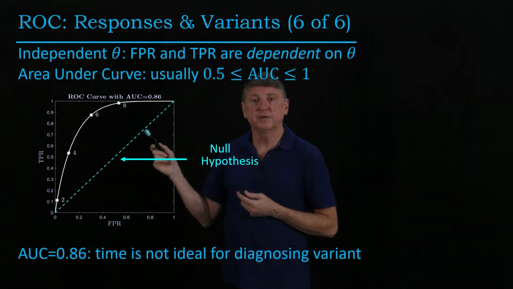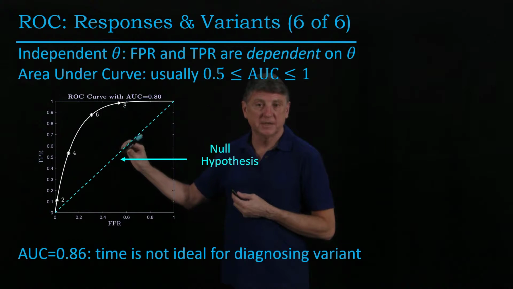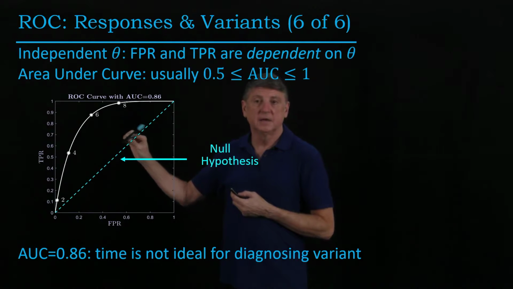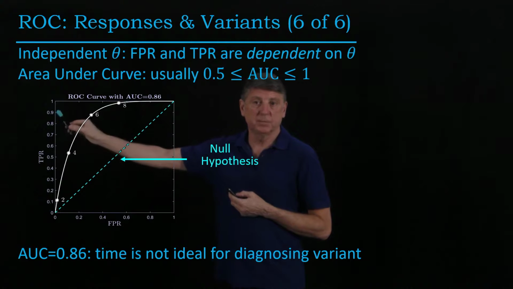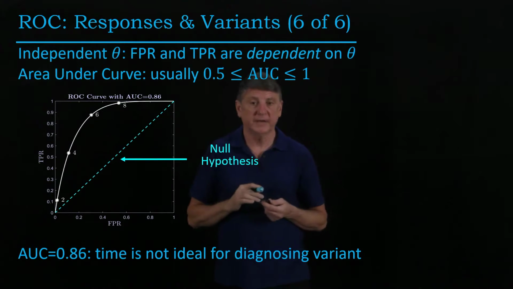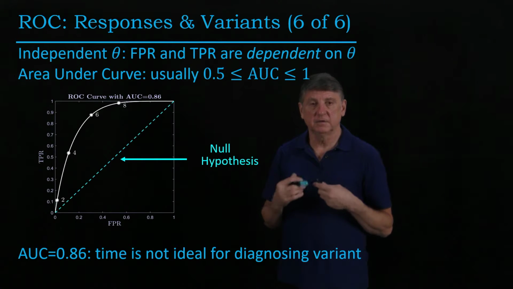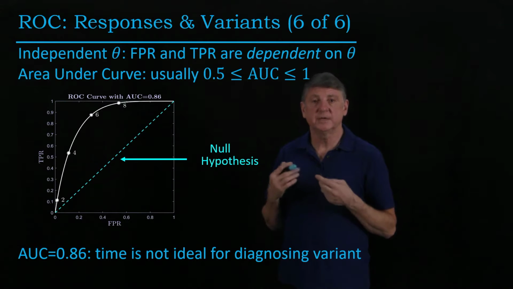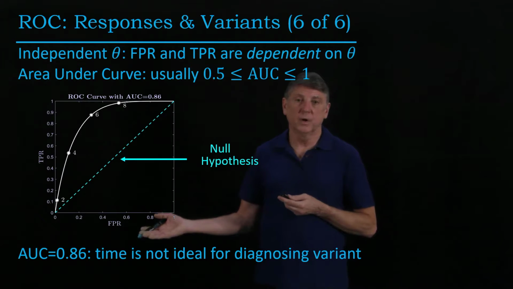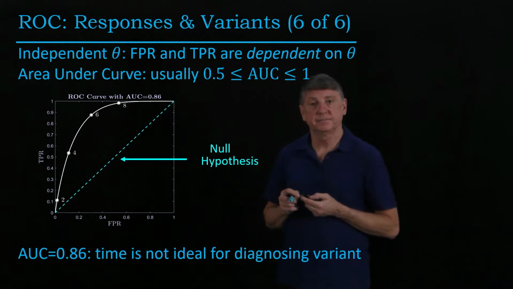So the area under the curve is going to be bounded typically between 1/2, which is the area under the chance or null hypothesis curve, and 1, which is a perfect classifier. Here we find that the area under the curve is 0.86. What this suggests is that for this virus with these variants, using this rapid diagnostic test, shunting people into one therapy or another based on the time is not ideal.